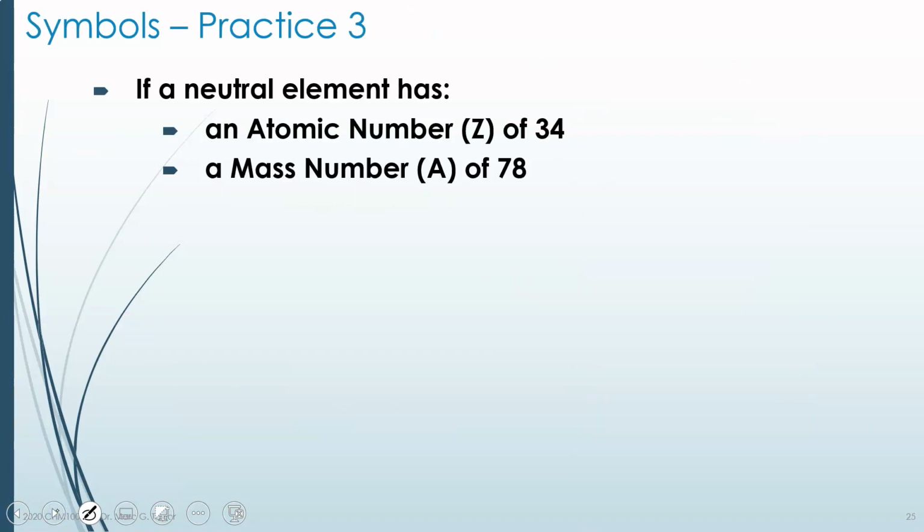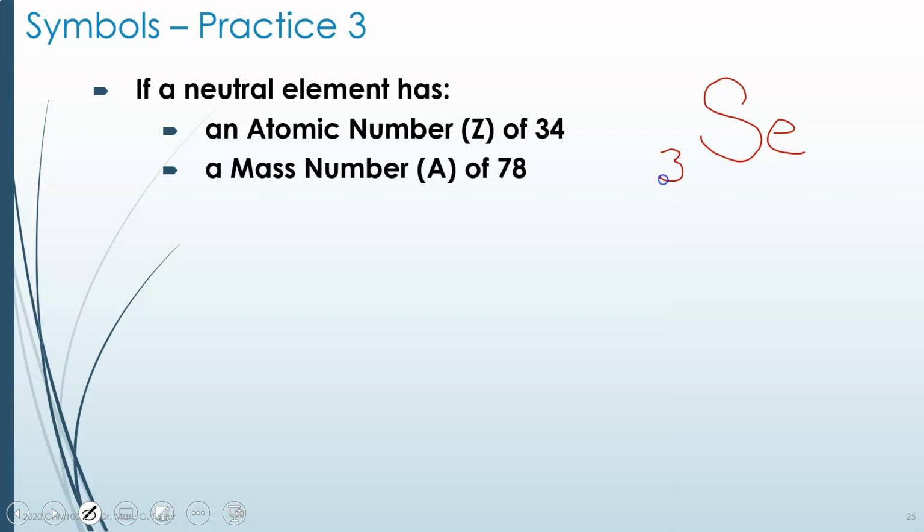So here's an example. You're not told what element it is. You're told that the atomic number is 34. Okay, you can look that up. And the mass number is 78. You can never look that up. So atomic number of 34, well, that tells us there are 34 protons. So we must be talking about selenium, Se. Selenium was named after Selene, the goddess of the moon.